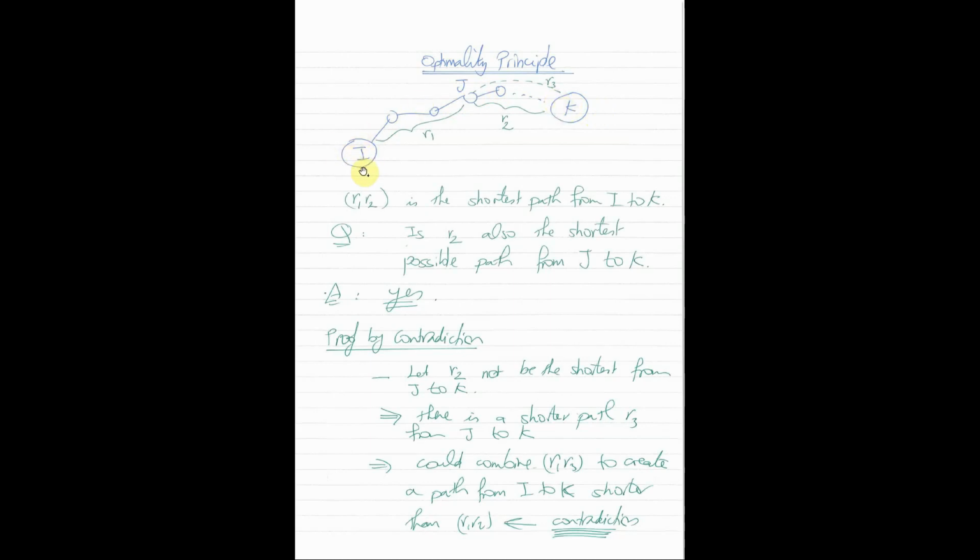If the path shown here from I to K is the shortest path from I to K, then any portion along this path is also a shortest path. So the part from this router until the destination is also a shortest path. And the portion from this router to the destination is also a shortest path, and so on. So if we have a shortest path, we have a lot of other shortest paths as a byproduct.